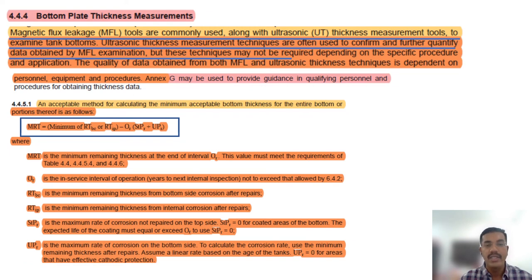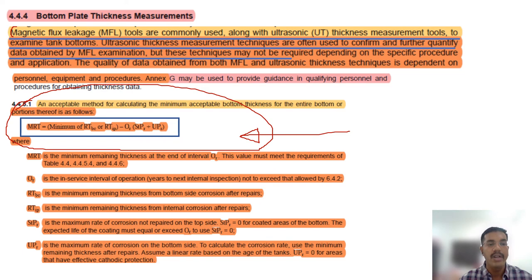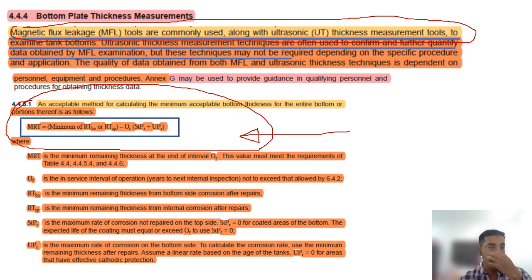Bottom plate thickness measurement. There is a formula for the bottom plate thickness measurement, but this question usually never came in the exam, okay. So here there are only two points you have to remember: magnetic flux leakage and ultrasonic testing are the two tools to measure the bottom plate thickness. It is the most important part. Bottom plate, as you know, is the shell plate of the pressure vessels. So a proper measurement with magnetic flux leakage tools is commonly used, or with a UT thickness measurement.